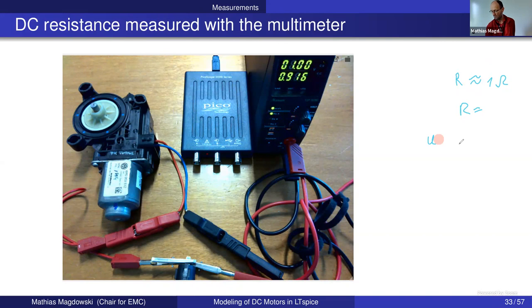Yeah, so U is R multiplied with I. If I convert this formula into the direction of the resistance, yeah, so it will be U divided by I, right? So it will be 1 volt divided by 0.9 ampere. So who is a calculator who can calculate this? Oh, 1.1 exactly. So approximately 1.1 ohm.